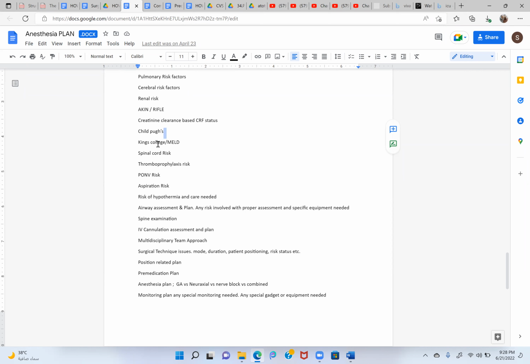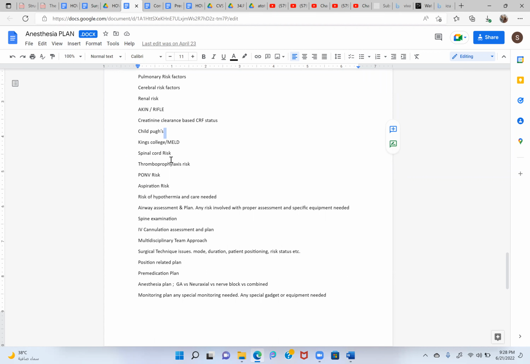And then this is specifically for liver transplant, but you should be thinking this is for acute paracetamol poisoning, and this is for other things, MELD or PELD. MELD is model for end stage liver disease. And then spinal cord risk factor, for example, the patient is having hypotension, spinal cord may be affected. This is happening in hypotensive anesthesia.